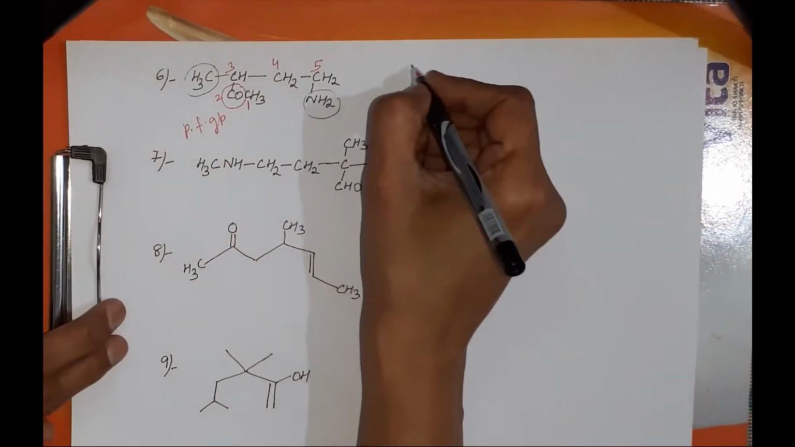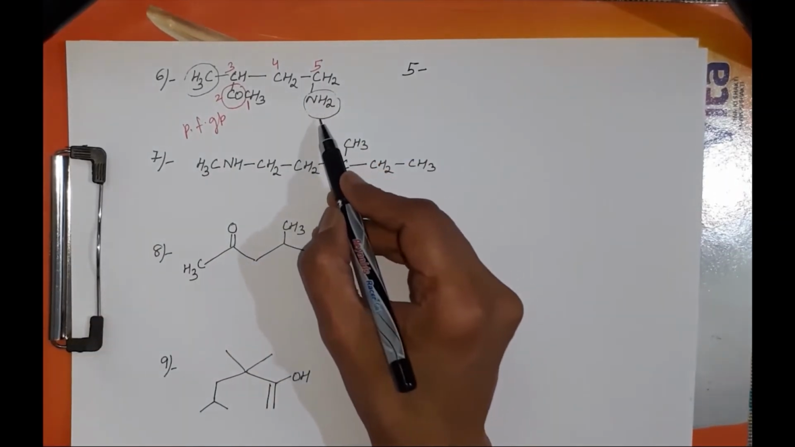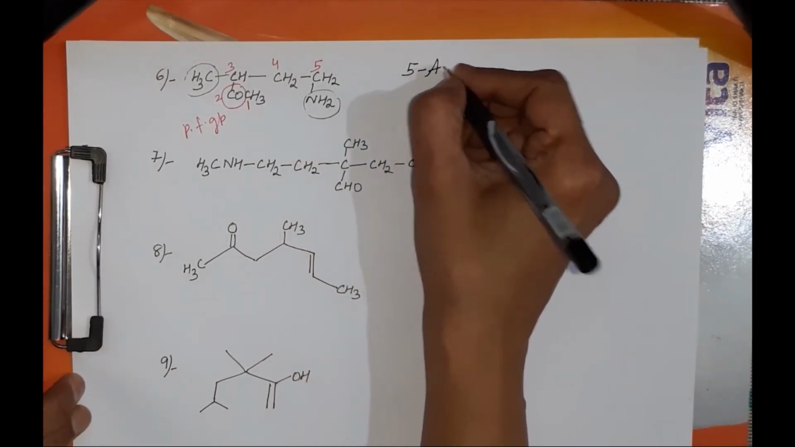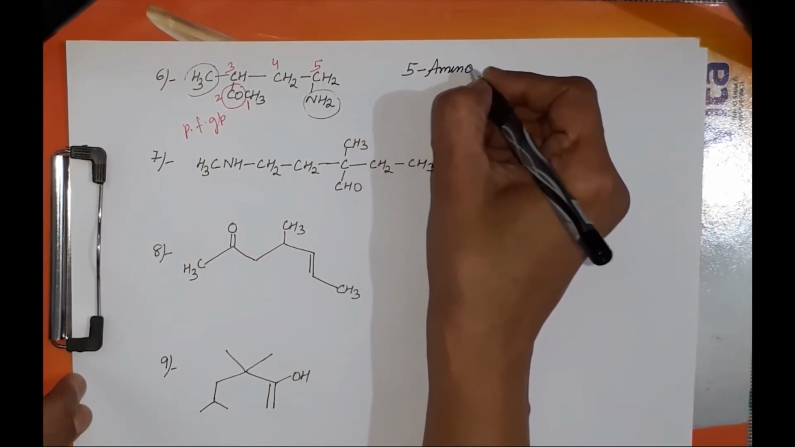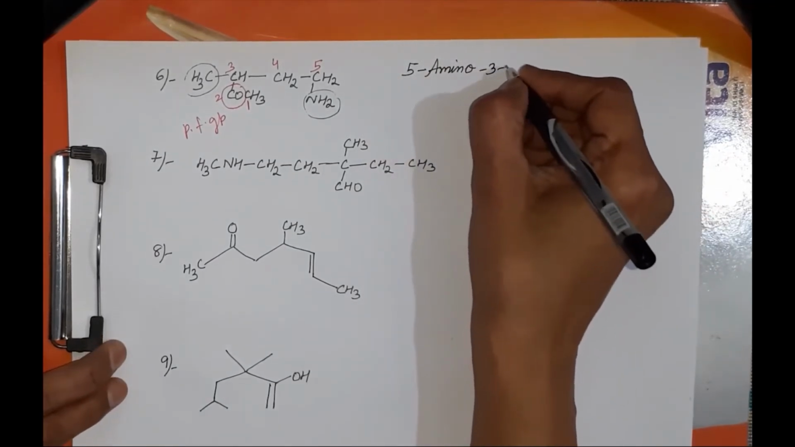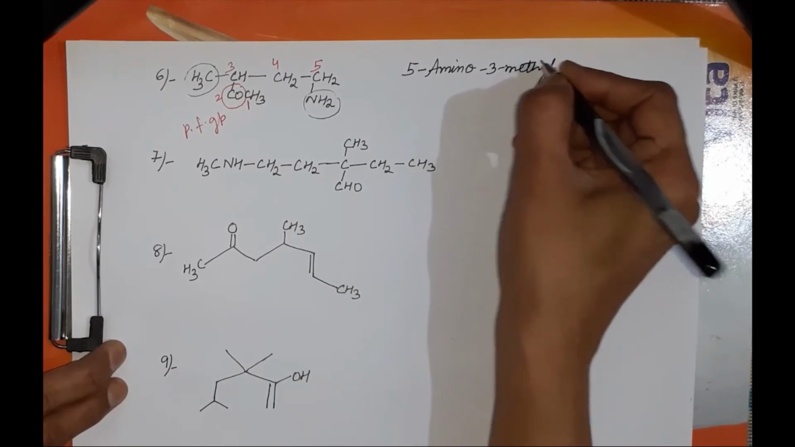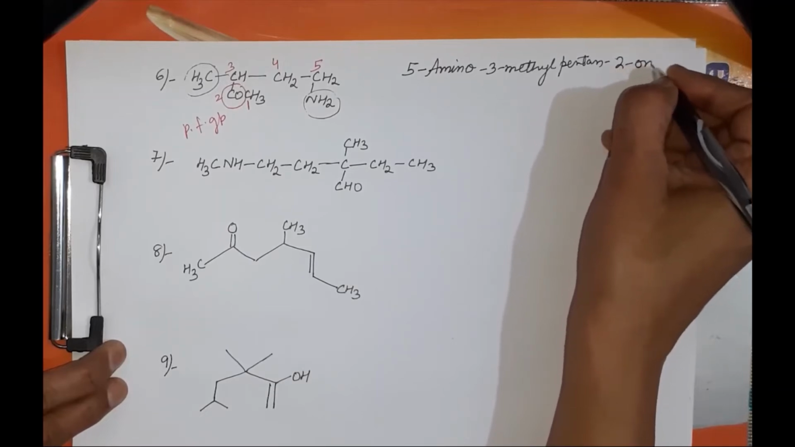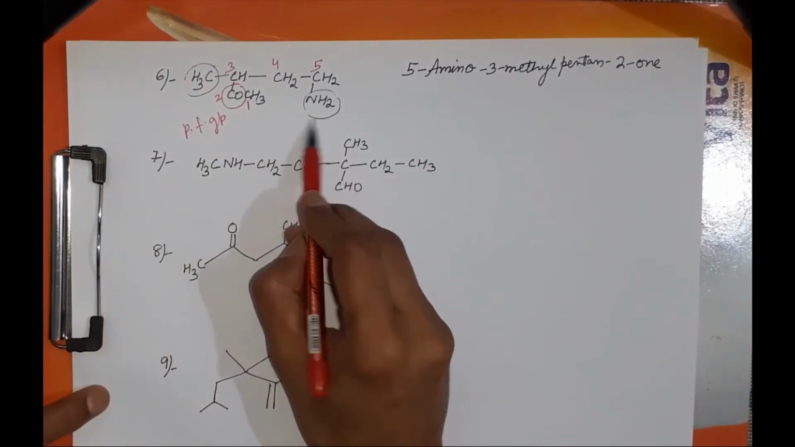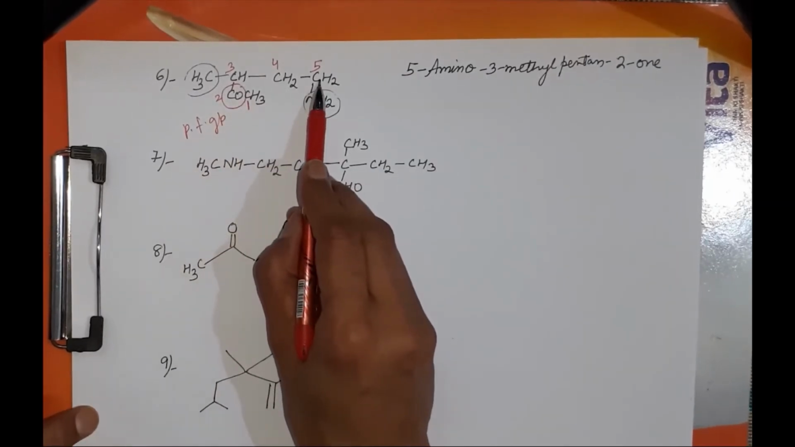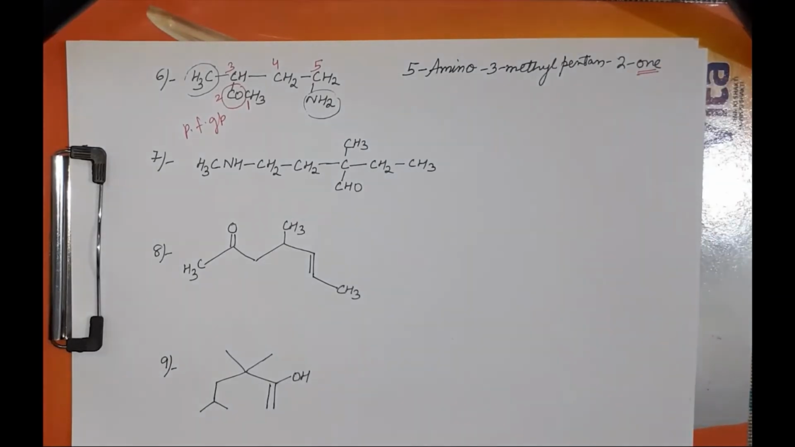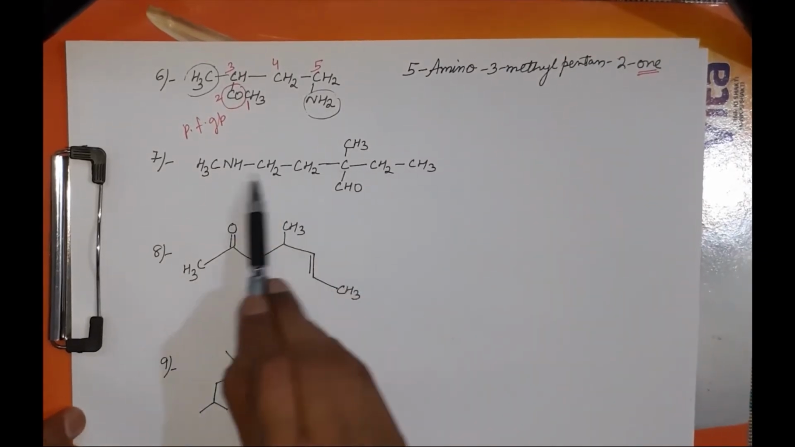So name will be 5-amino. If NH2 group is present as the substituent, then the word amino is used. 5-amino, 3-methyl, pentane, 2-one. So 5-amino, 3-methyl, 5-carbon atom parent chain, pentane, 2-one. This is the position of the ketonic group, and one is used in case of ketone as a secondary suffix.